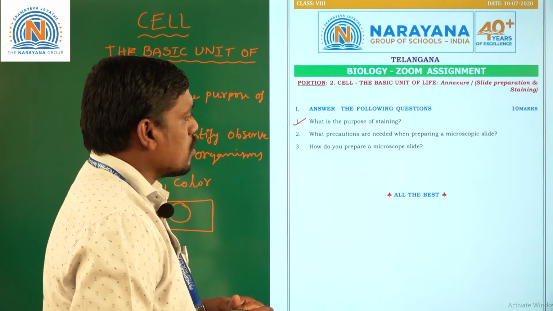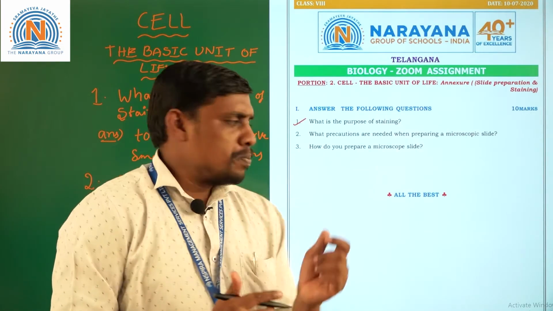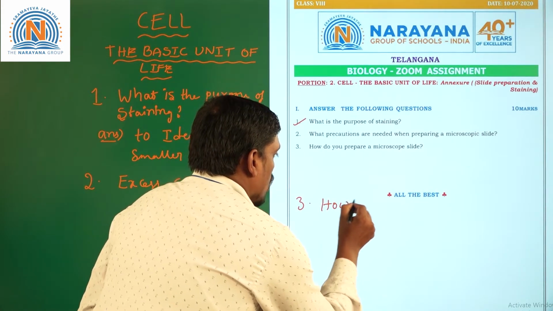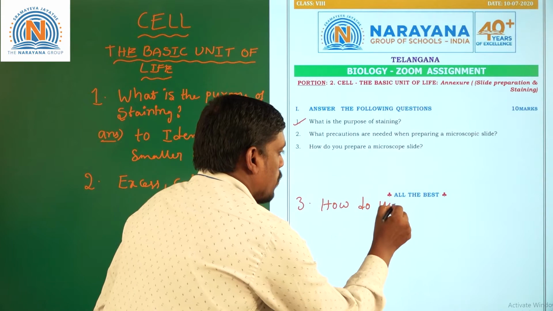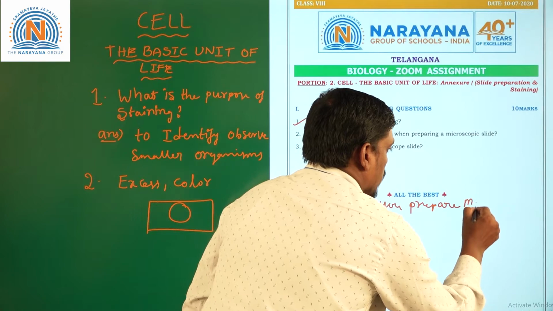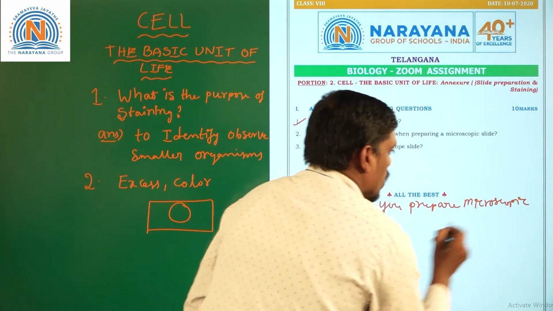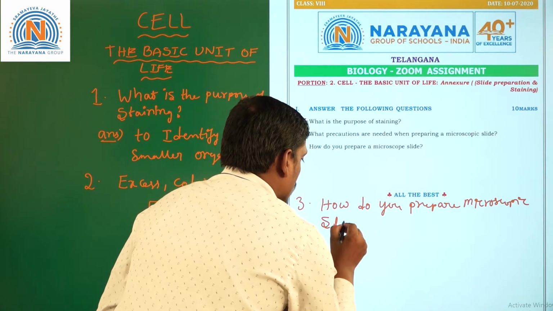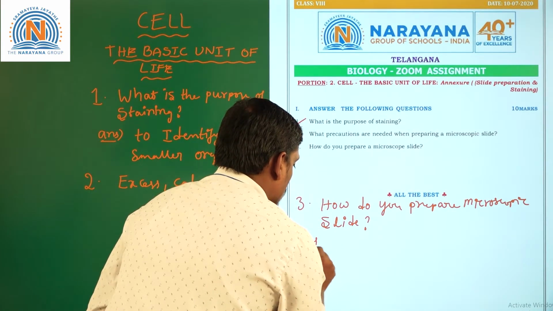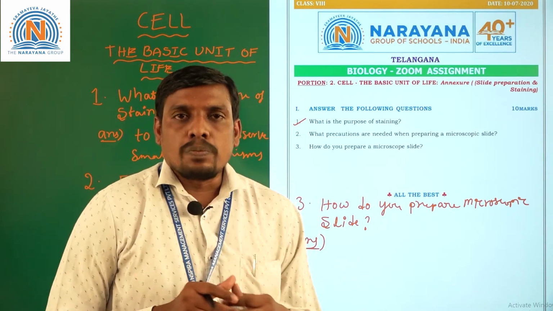Next, students, let us go to the third question. How do you prepare a microscopic slide? Very simple question. How do you prepare a microscopic slide? What is your answer? How can you prepare the microscopic slide?